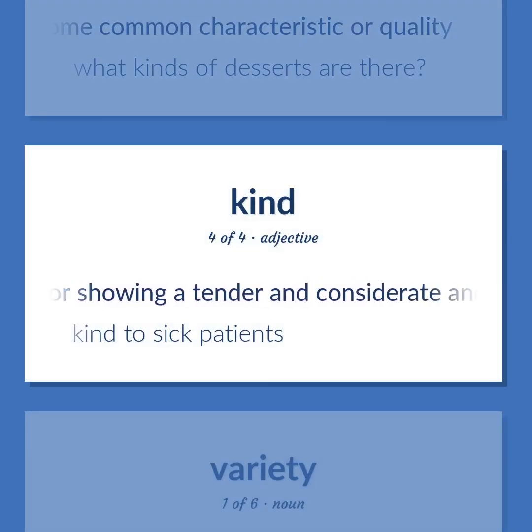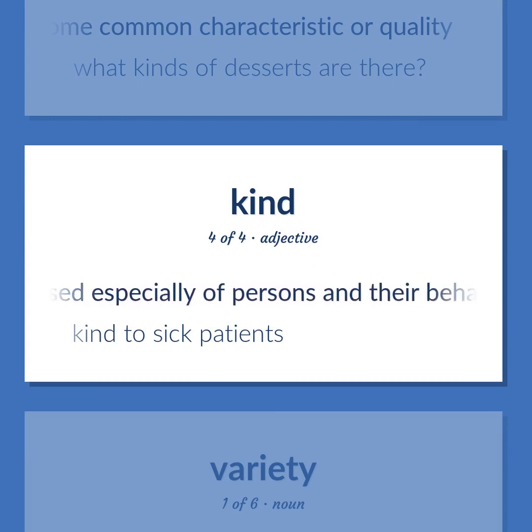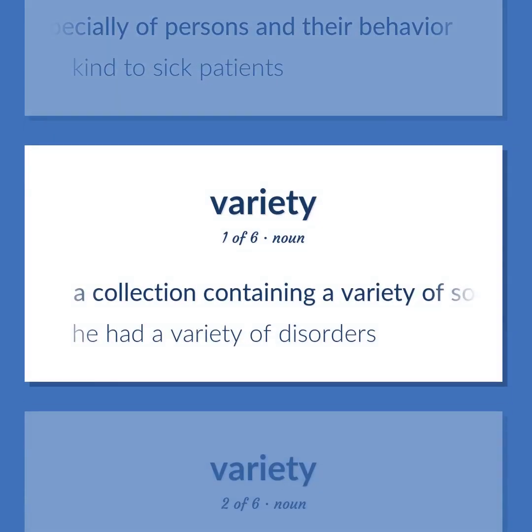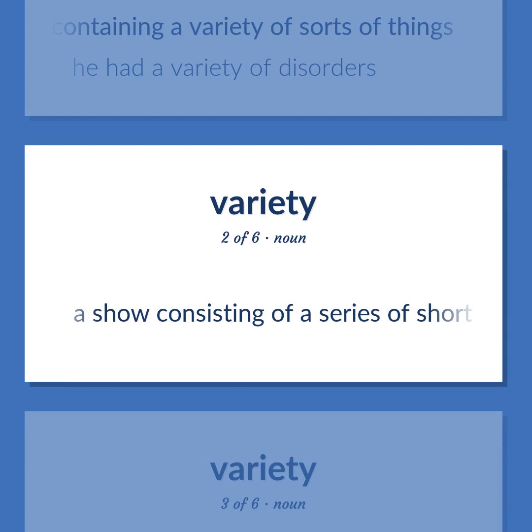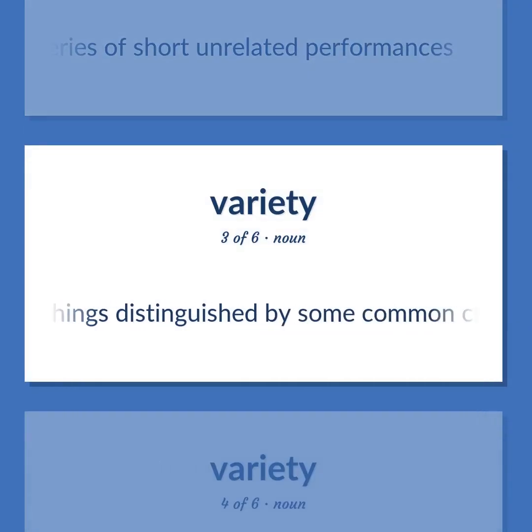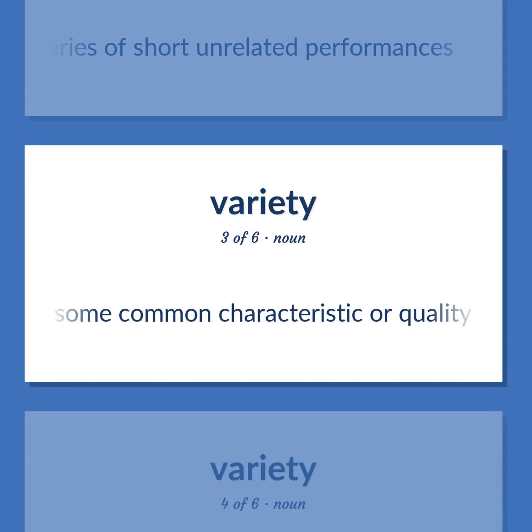Having or showing a tender and considerate and helpful nature, used especially of persons and their behavior. Kind to sick patients. A collection containing a variety of sorts of things. He had a variety of disorders. A show consisting of a series of short unrelated performances. A category of things distinguished by some common characteristic or quality.